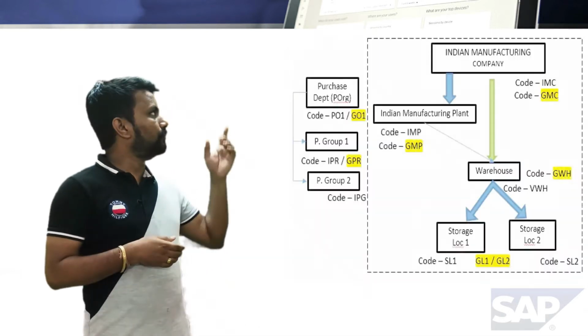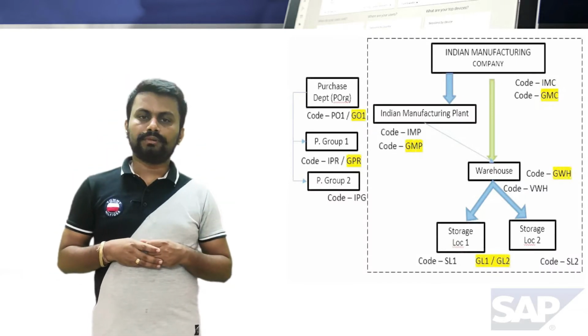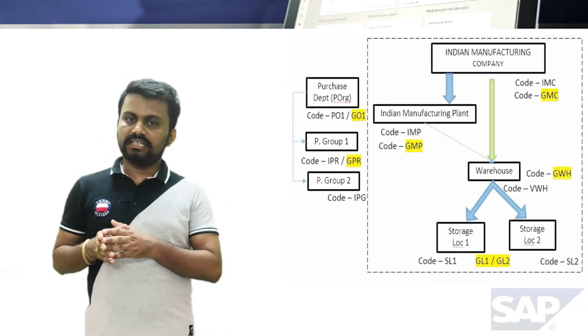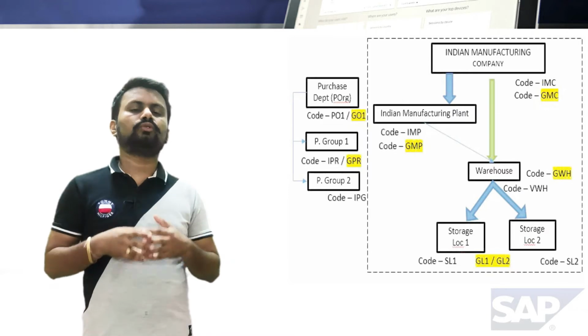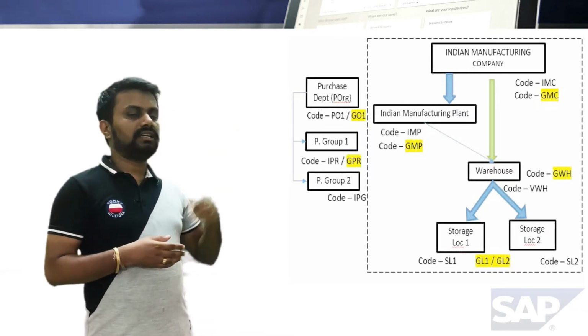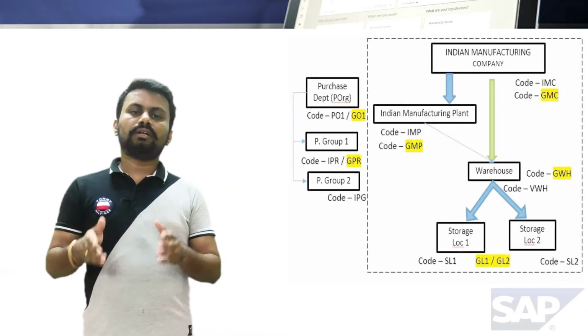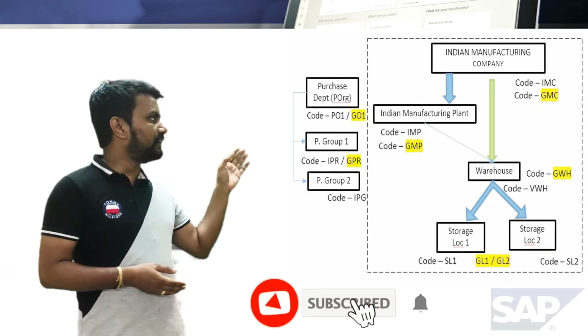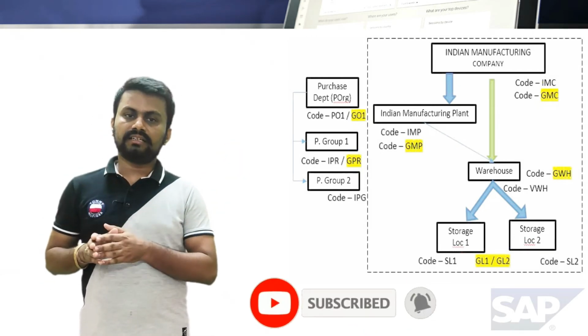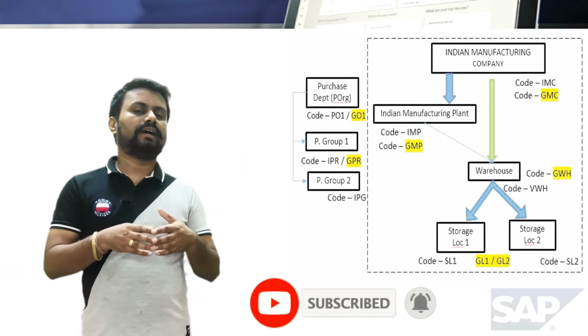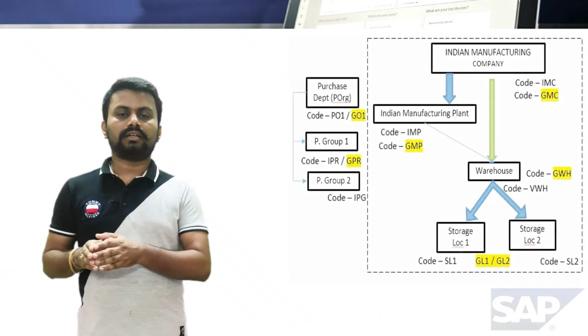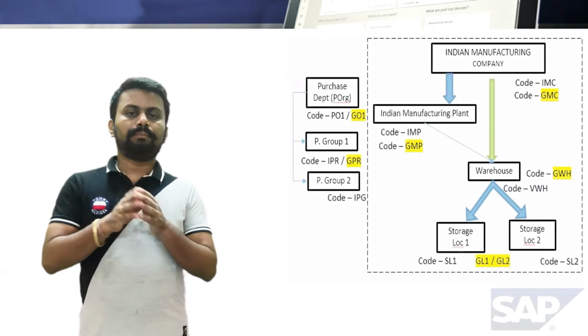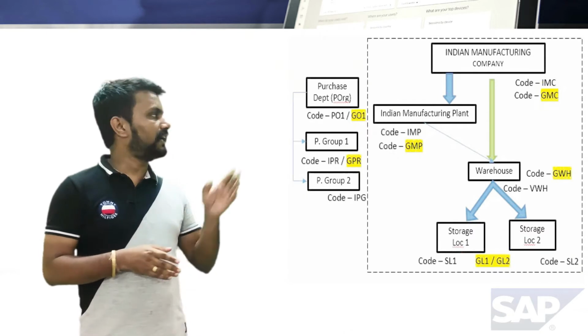Since our old company name was Indian Manufacturing Company with code IMC, in our exercise we are going to define code GMC with the company name Gujarat Manufacturing Company. Plant name was Indian Manufacturing Plant. So in this exercise we are going to define Gujarat Manufacturing Plant with the code name GMP. That will be similar to IMP.